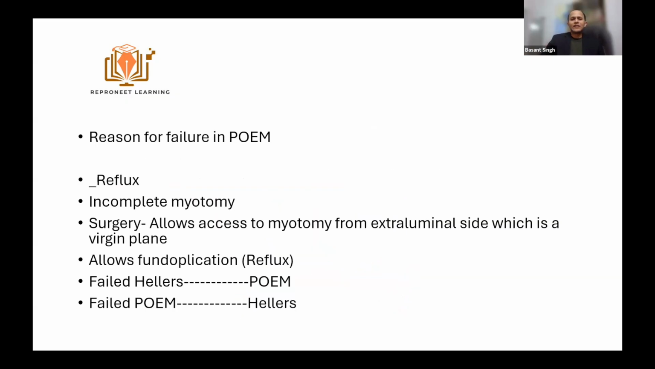Reasons for failure are reflux and incomplete myotomy. Surgery will allow access to the myotomy from the extraluminal site, which is a virgin plane. It will also allow your fundoplication to happen. It's not that only the myotomy can be the cause of failure; you can have a failure due to reflux also. So, failed Heller's, POEM; failed POEM, you can do a Heller's myotomy.